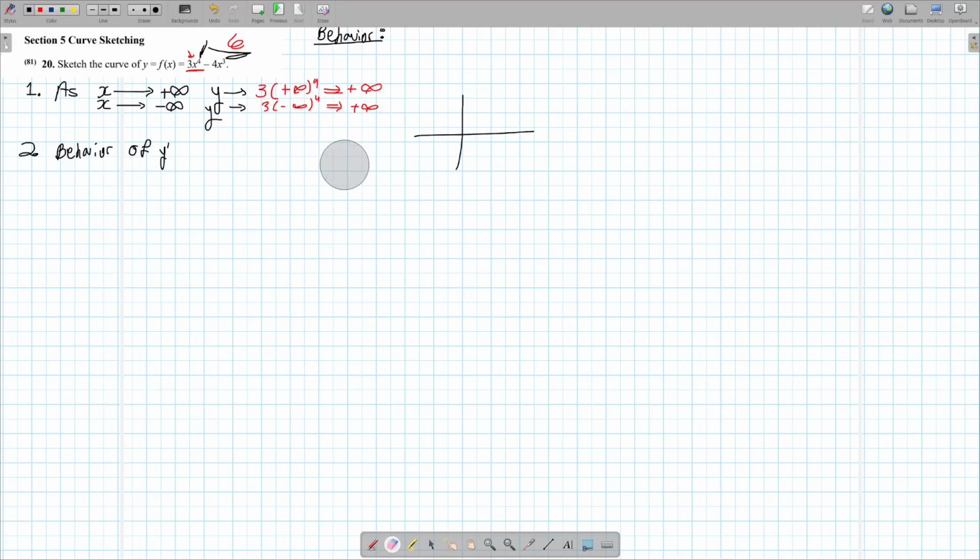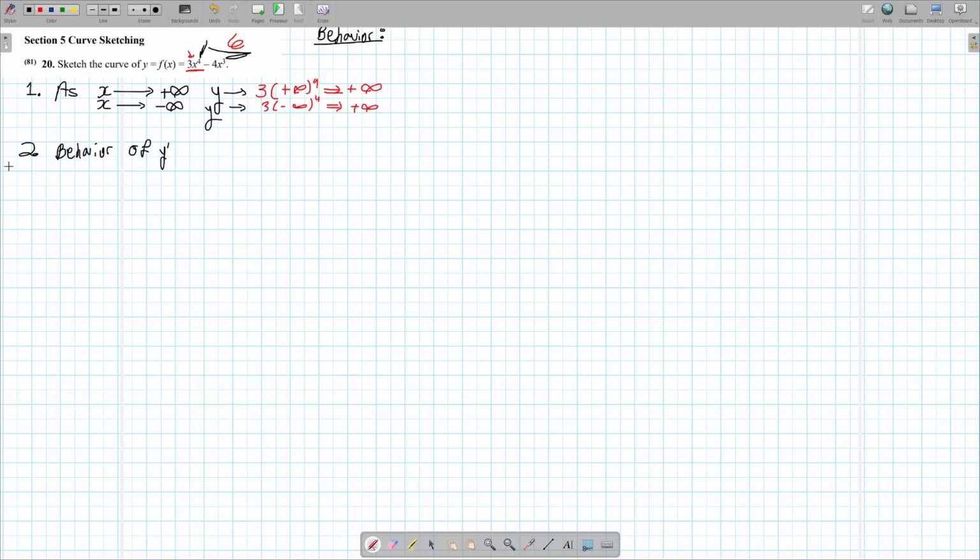So when I say behavior of y prime, that means I'm studying 3 cases. One is y prime positive, one is y prime negative, and one is y prime equal to 0. And to do all of these, I first need to find y prime. So let's find what is my y prime, guys.